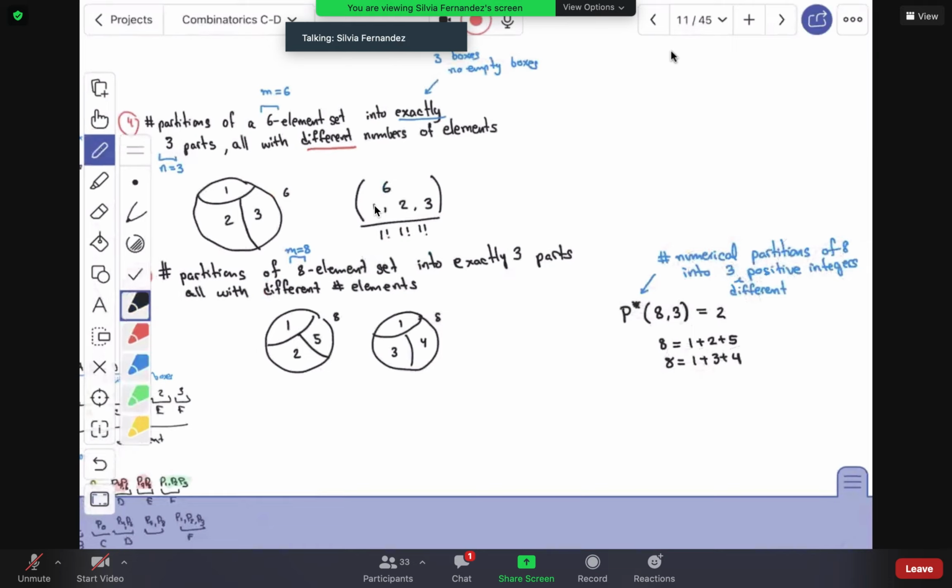And so the answer to my question is going to be 2 of these. So it's just going to be 8 over 1, 2, 5 plus 8 over 1, 3, 4. And because they're all different, the formula that I'm using is supposed to divide by multiplicities. But because all of those are 1 factorials, because all the numbers are different, the numbers on the bottom, I don't really need to have those.